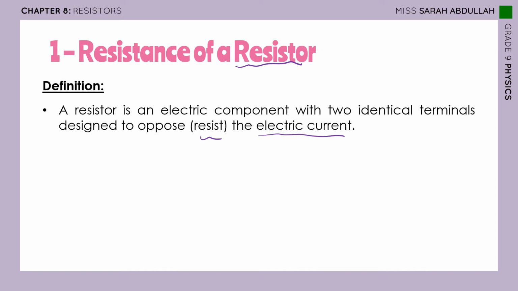It is an electric component, just like a lamp, a motor, a dry cell. We have something called a resistor, and it has two identical terminals. The two ends of a resistor are identical, just like a lamp. We don't have a positive and negative terminal. We don't have a V and COM terminal. Both terminals are identical. They are the same. So if you simply reverse them, nothing will change, nothing will happen.